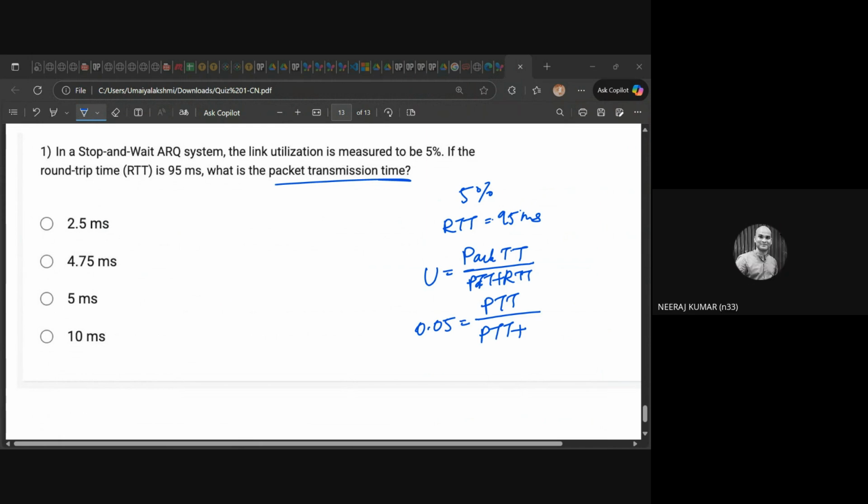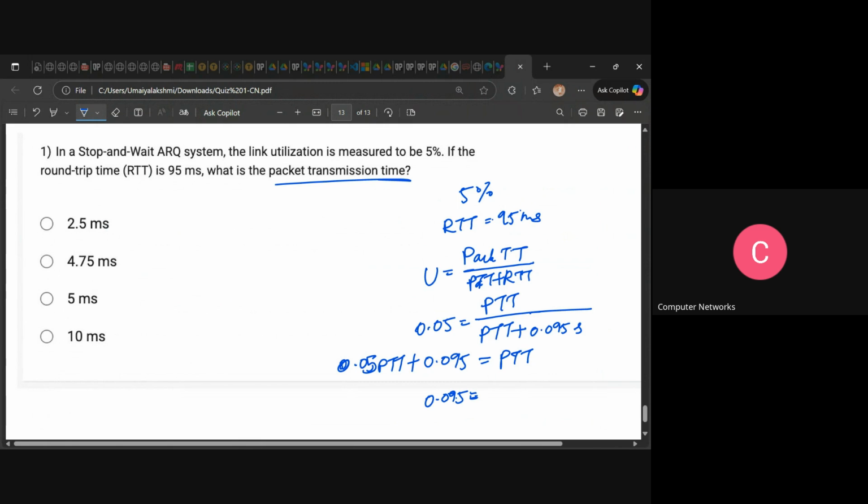If I write it in seconds, how can I write it? 0.095 seconds, right? So now I have to take all these things to one side. That is 0.05 times (PTT plus 0.095) equal to PTT. So now taking PTT all on one side, I'll get 0.095 is equal to, this is 1, right? And this is 0.05. Actually this also needs to be multiplied by 5, I'm missing that step. So 0.05 into 0.095. So I'm getting the value as 0.00475.